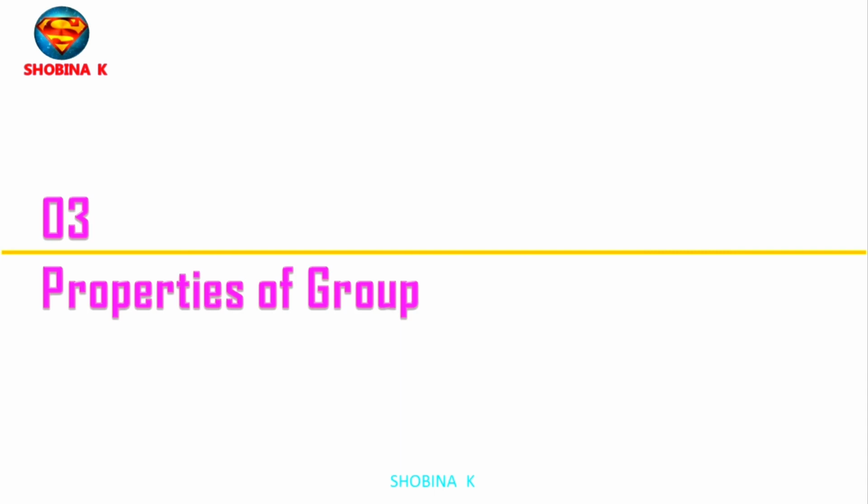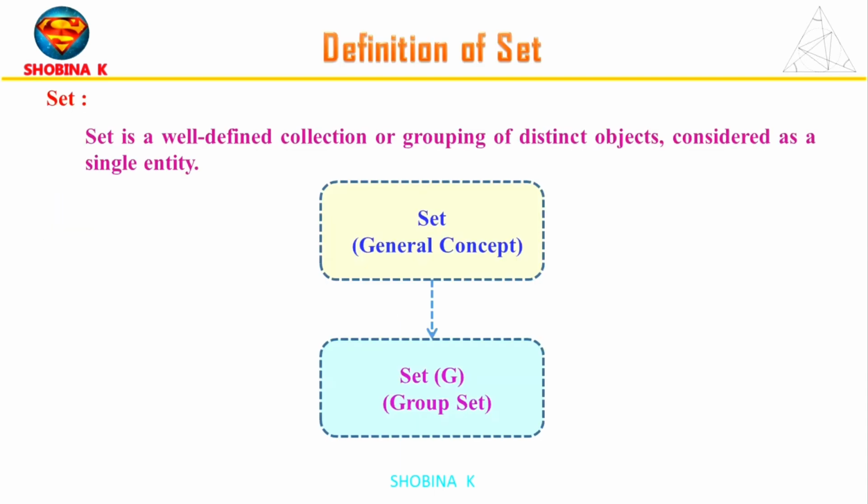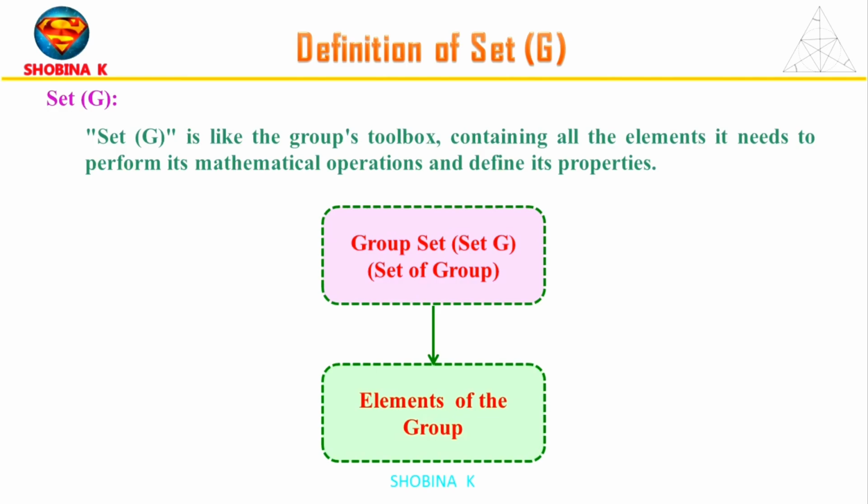So before getting into the properties of group, let's define what is set and binary operation. The term set is a general mathematical concept that refers to a well-defined collection of distinct objects considered as a single entity. Sets can contain elements of various types, and they are not limited to the context of group theory. For instance, we can have a set of numbers, a set of letters, or a set of anything else. In group theory, set G represents the collection of elements over which the group operation is defined, and it is a fundamental component of group structure.